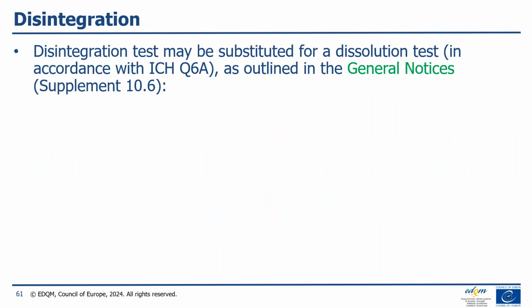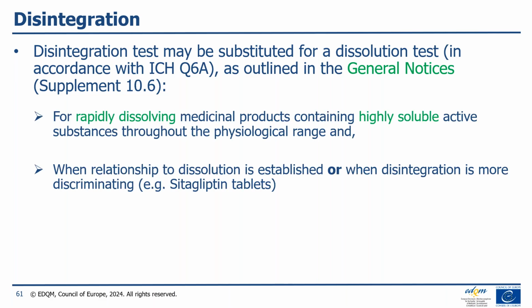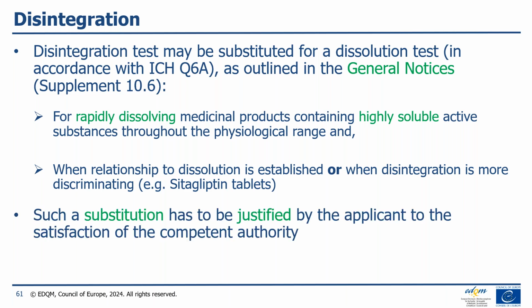A disintegration test may be substituted for a dissolution test in accordance with ICH Q6A, and this is outlined in the general notices as well. So for rapidly dissolving medicinal products containing highly soluble active substances throughout the whole physiological range, and when a relationship to dissolution is established, or even when disintegration is proven to be more discriminating. So the first monograph published on sitagliptin phosphate tablets actually contains a disintegration test. Such a substitution, of course, has to be justified by the applicant to the satisfaction of the competent authorities.